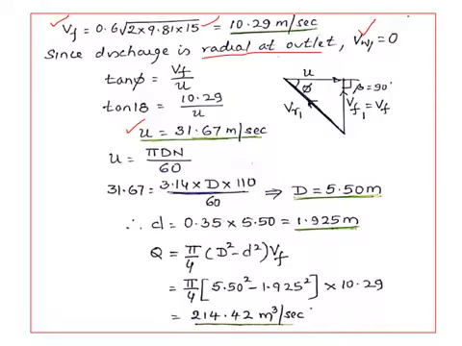Knowing U, you can calculate the diameter. U is equal to pi DN by 60. U is 31.67, whereas D is to be determined, and N is 110 rpm, so that gives D equals 5.5 meters. The diameter of the hub is 0.35 times the outer diameter, which comes to 1.925. Then, knowing capital D and small d, we can find the discharge, which comes to 214.42 meter cube per second.